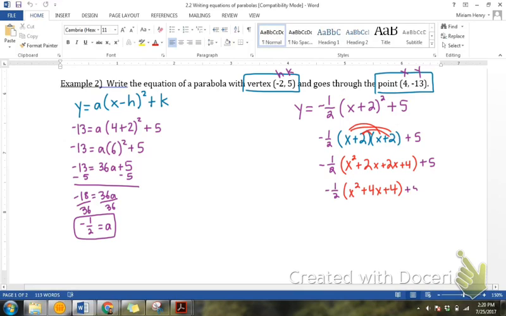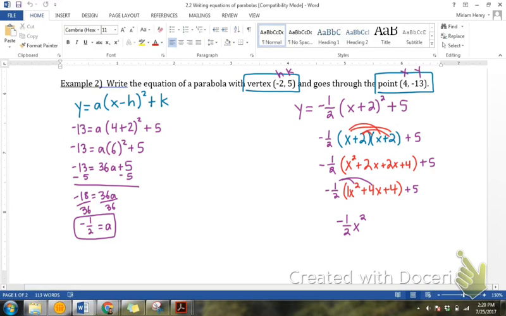Now Leanna said, how do I distribute the 1/2? You distribute it like you would normally. What is 1/2 times 1? Guys, what's half of 1? 1/2. All right, so this first one becomes negative 1/2 x squared.